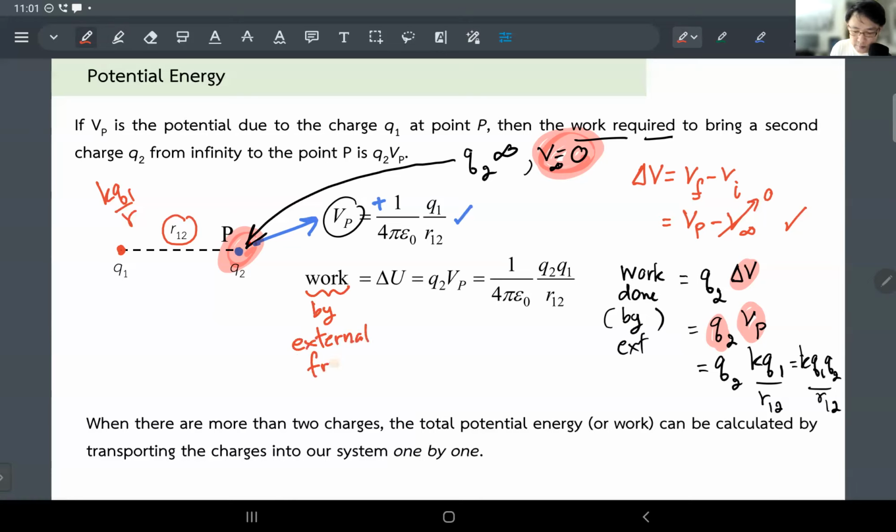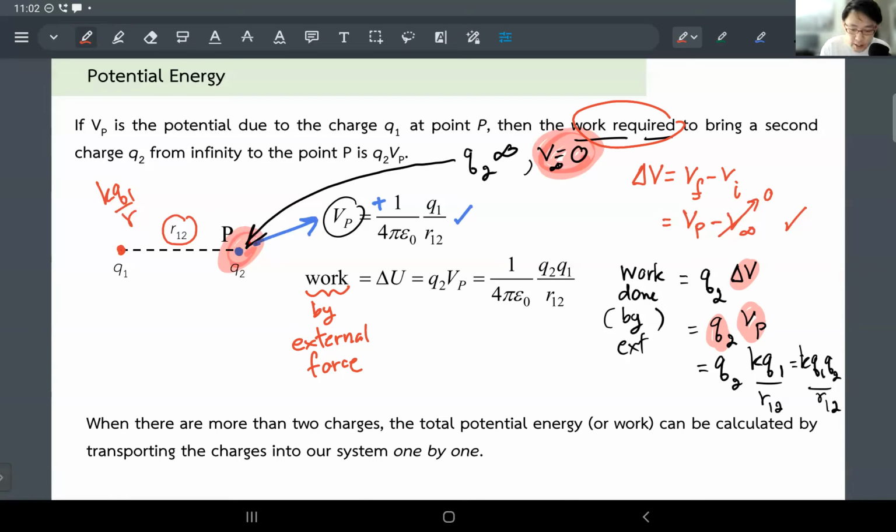That's why there's no negative sign here. Remember, when we defined the potential from the field, we had to put the negative sign there, because when we talk about the field and the force due to that field, it is the work done by the field itself. Does that make sense? But now the question is asking about the work required. So you want to know how much work somebody else, not the field, has to supply to the charge to drag it from one point to another point. So that's why there's no negative sign here.